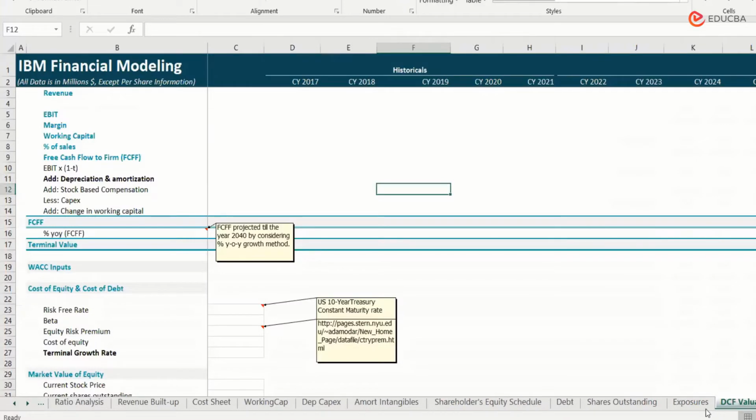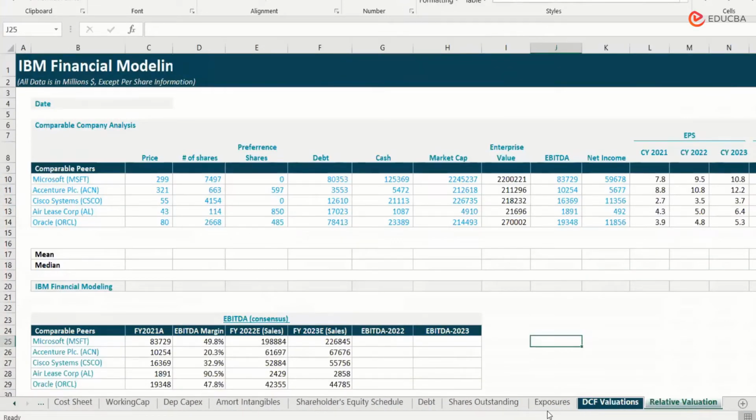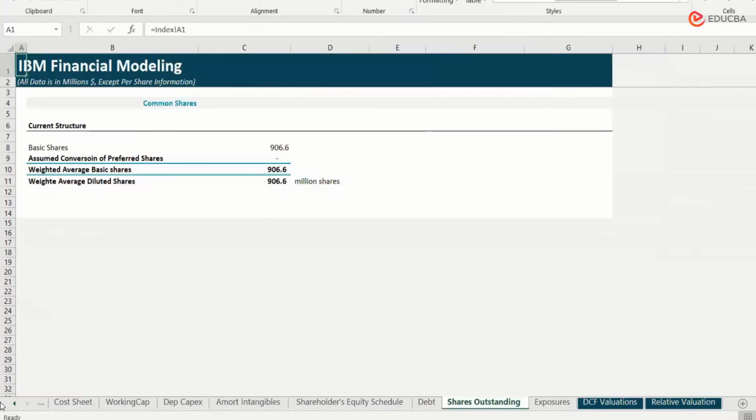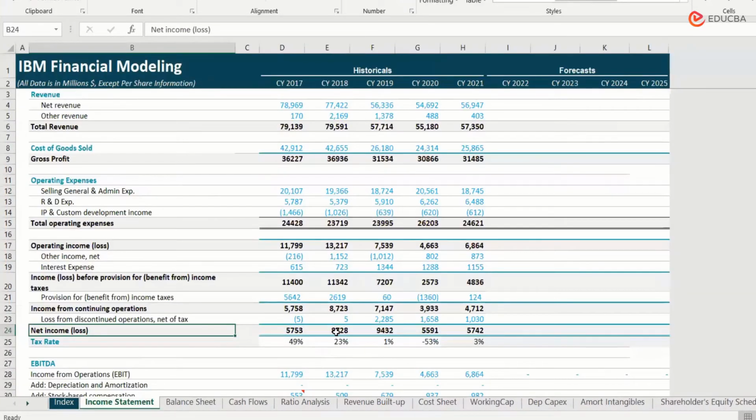In terms of exposures in DCF, we're not going to look at any of these elements right now. What we're going to do is have DCF covered in the next session itself. So we're going to start across here.